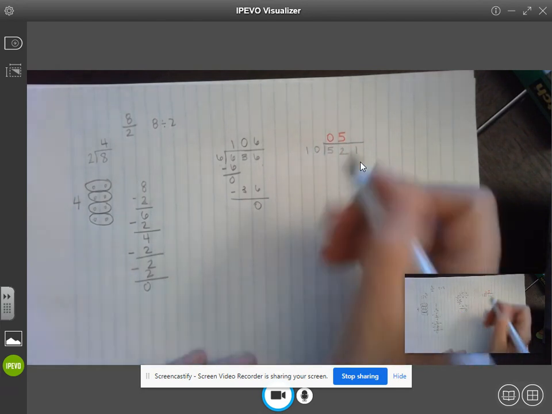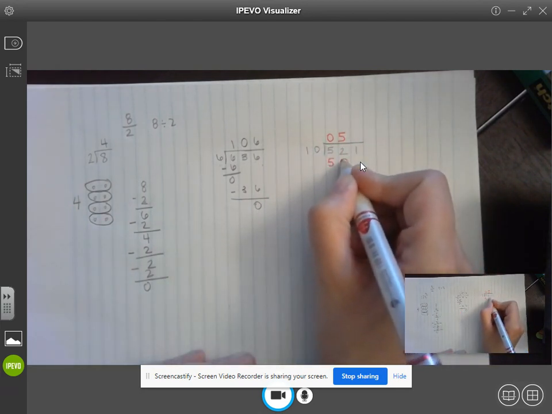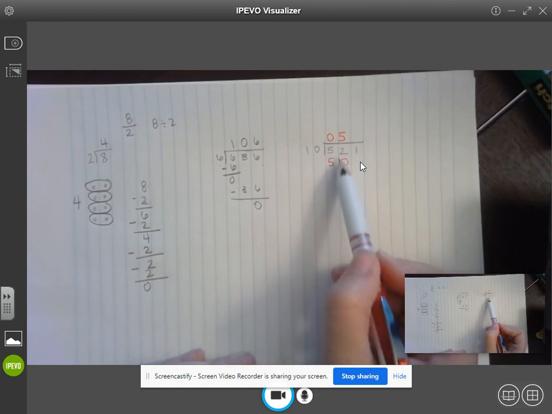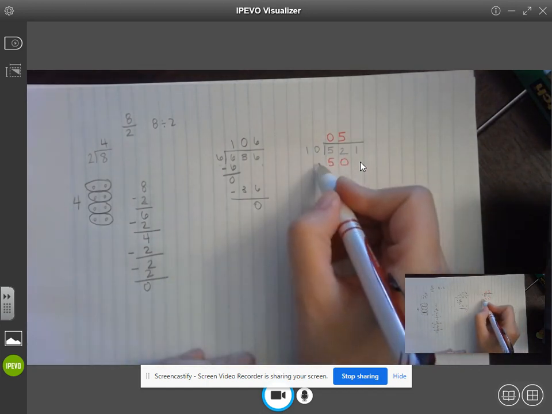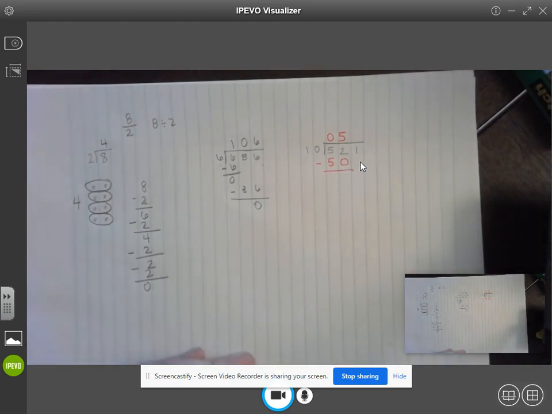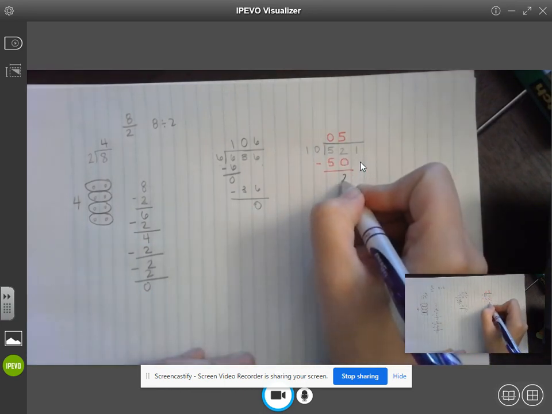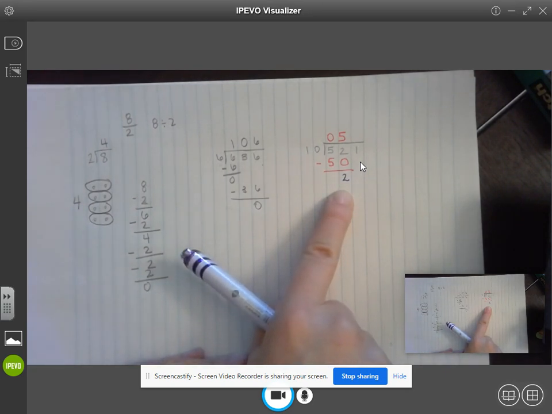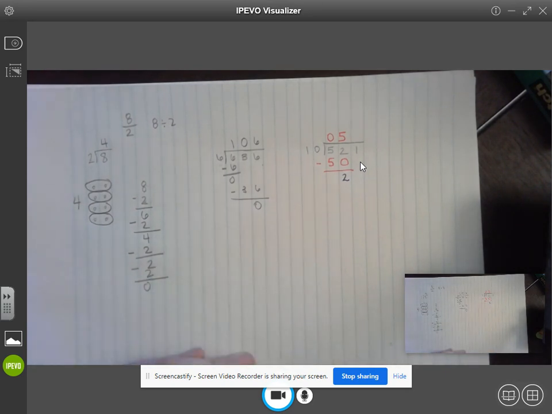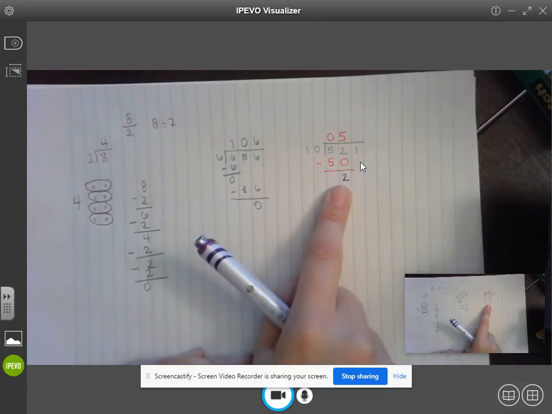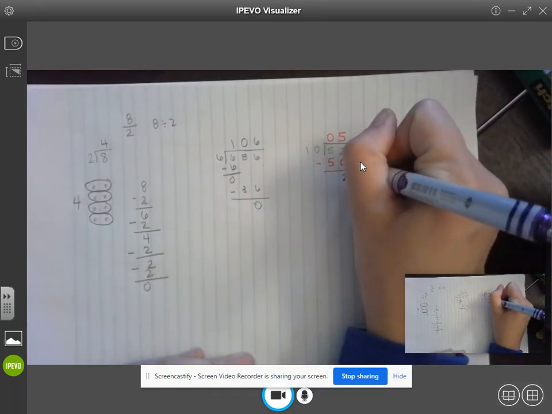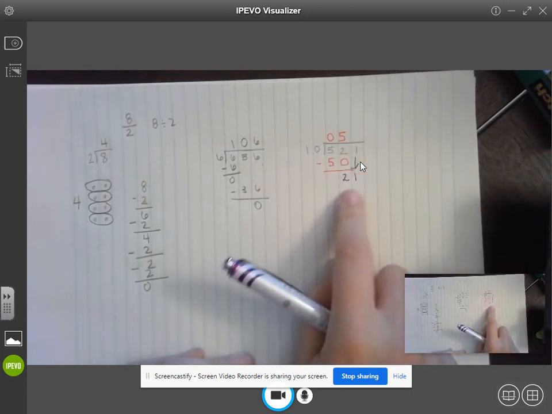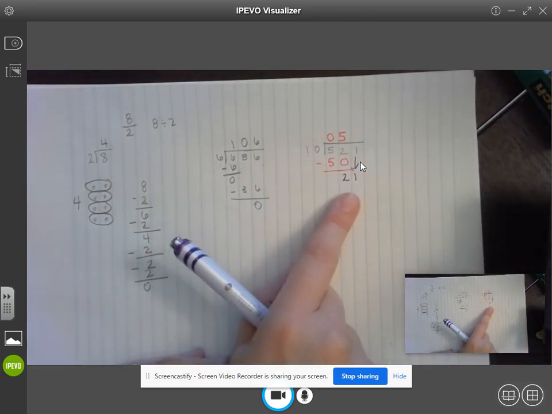5 times 10 is 50. You guys notice how I'm lining up my numbers and I'm using the lines on the page to keep that organized. Let's subtract it. When I subtract 50 from 52, that gives me 2. Can 10 go into 2? If I do 2 minus 10, can I do that repeatedly to get to 0? No, because 2 is smaller than 10. So I need to drop my 1 down and think of this as 21. Can I subtract 10 from 21? Yes, I can do it 2 times.